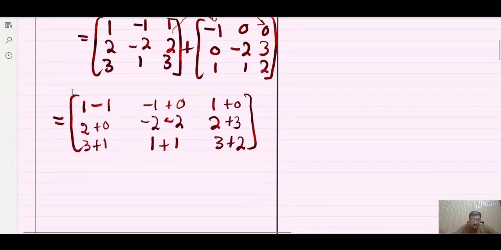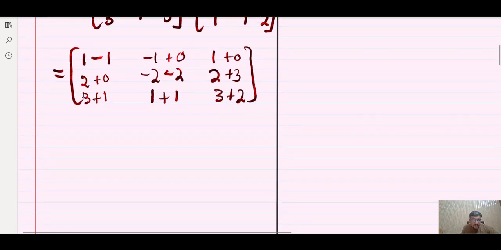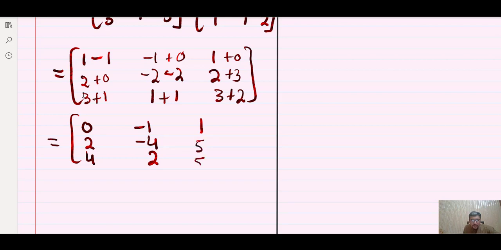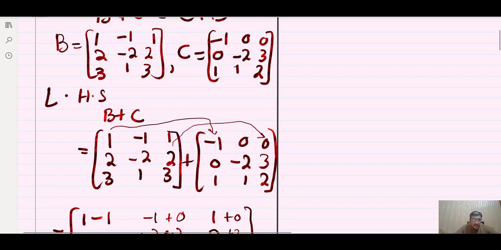Now you have to simplify that. 1 minus 1 gives you 0, 2 plus 0 gives you 2, and 3 plus 1 gives you 4. Minus 1 plus 0 is minus 1, and when we add minus 2 here it gives you minus 4. 1 plus 1 gives you 2, and in the same way you add these values and you will get 1 5 5. So this is the matrix which we achieved for the left hand side by adding B plus C.